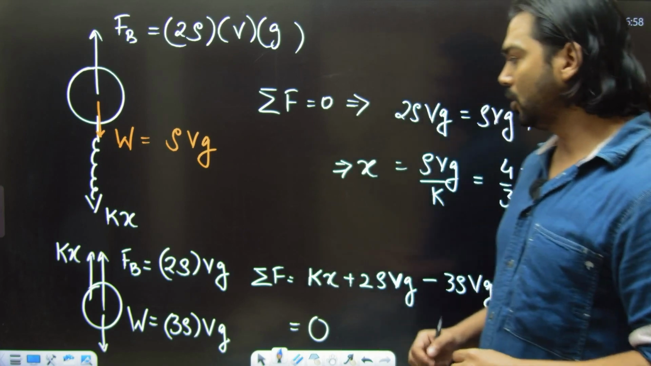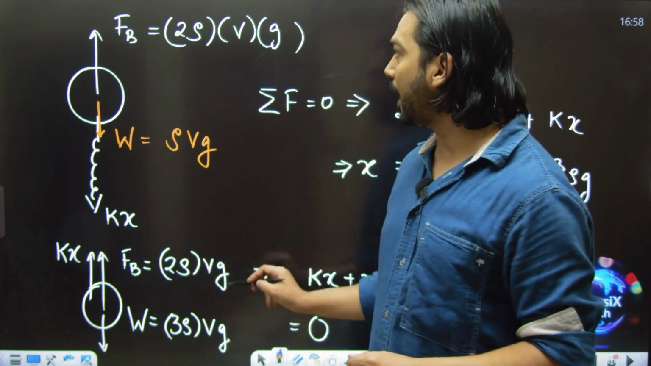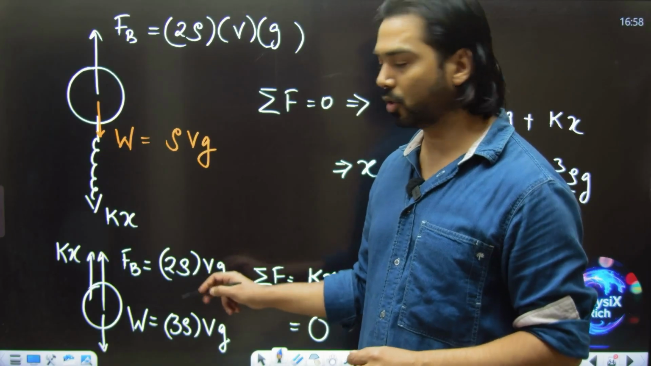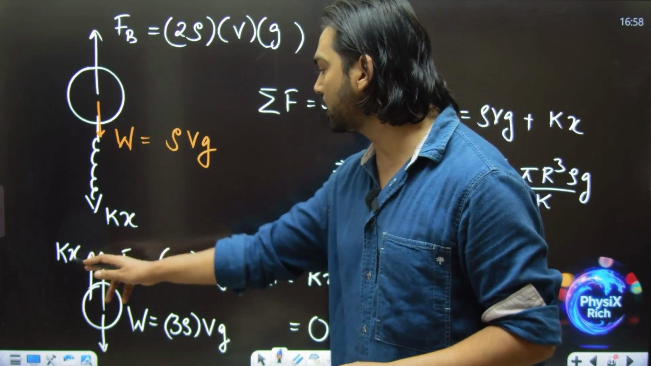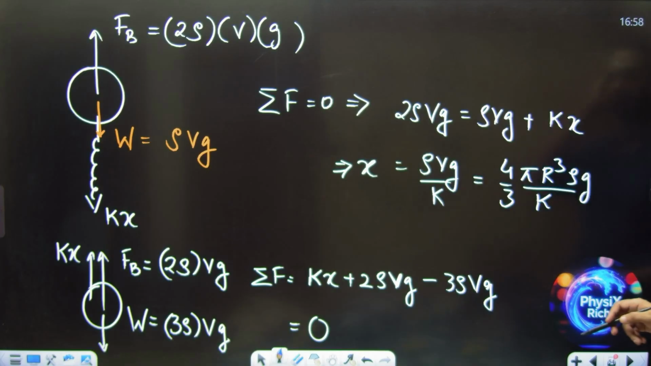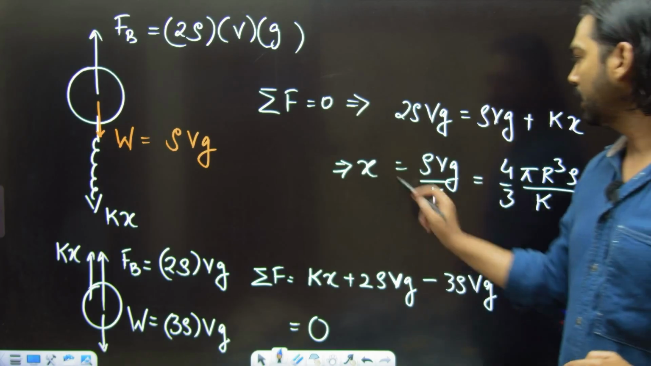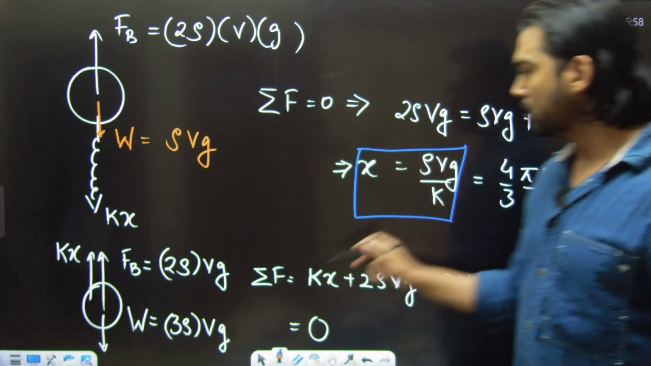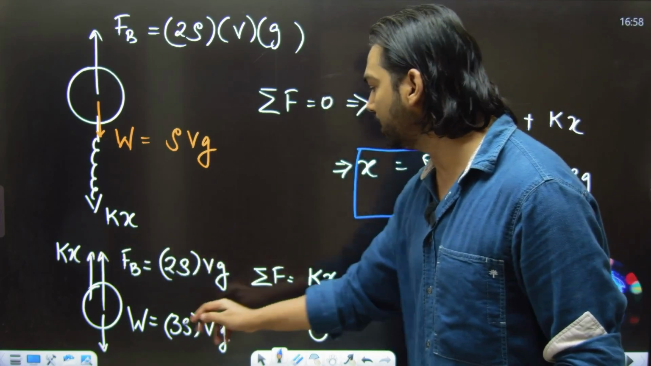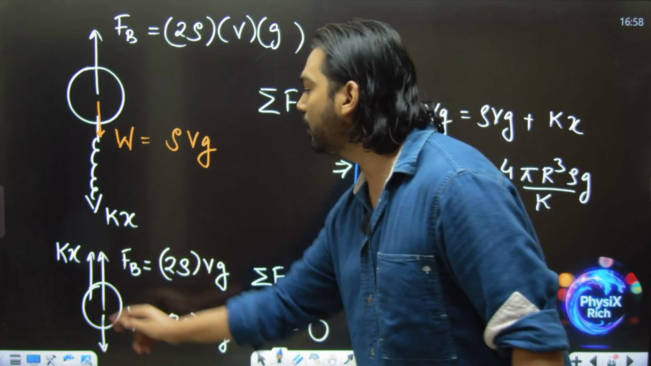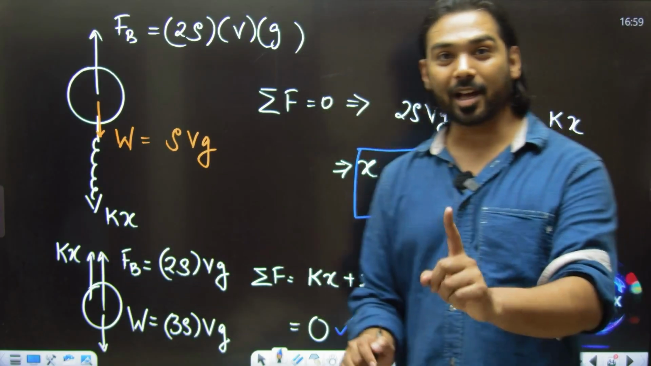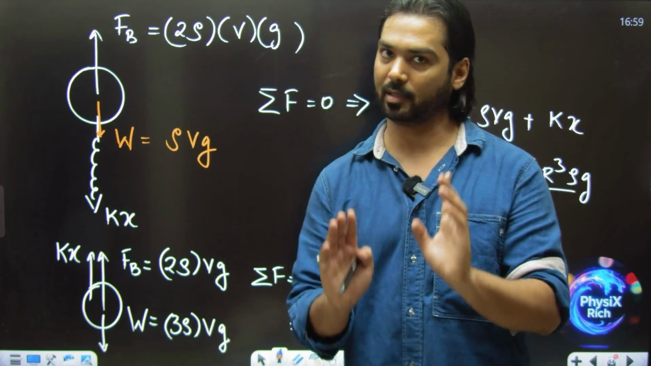The buoyant force would be identical for both of them because they have the same volumes. So 2 rho Vg up, and Kx is what? We have found Kx, guys. Kx is rho Vg. So I have put Kx over here, I have put Fb, and then downwards is 3 rho Vg. If you calculate this whole thing, it comes out to be 0, which means that our assumption of full immersion is correct.